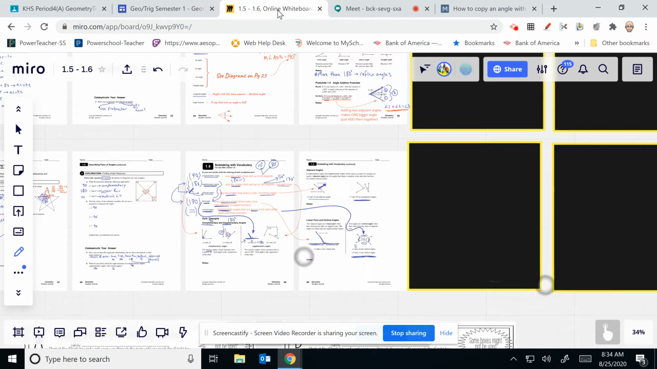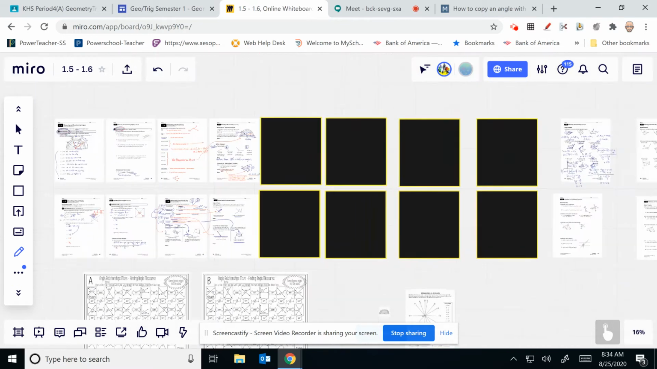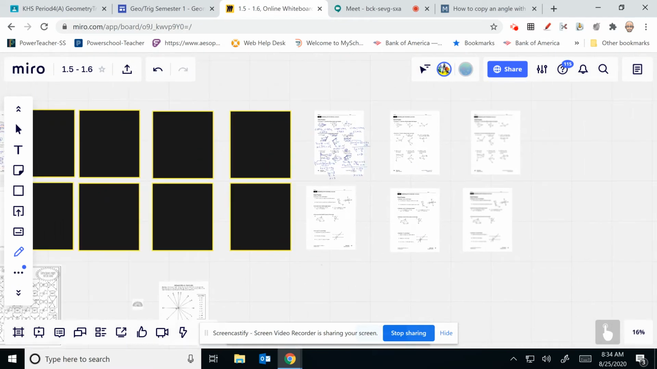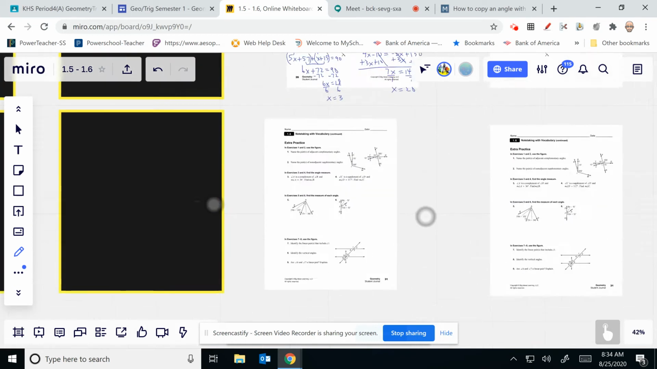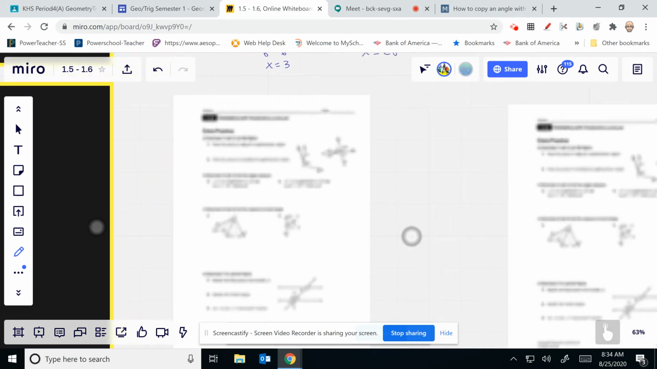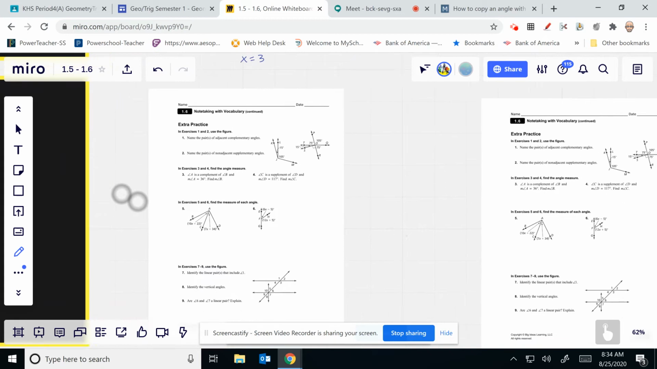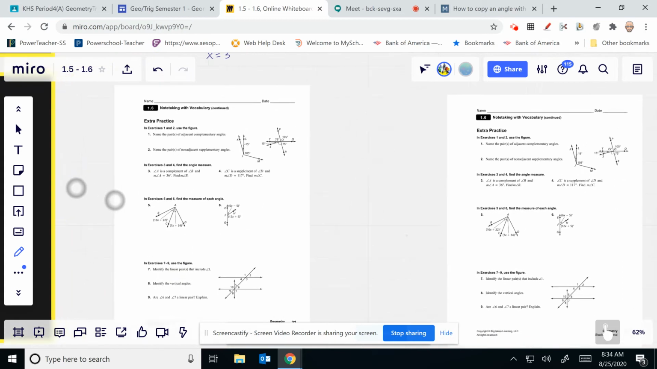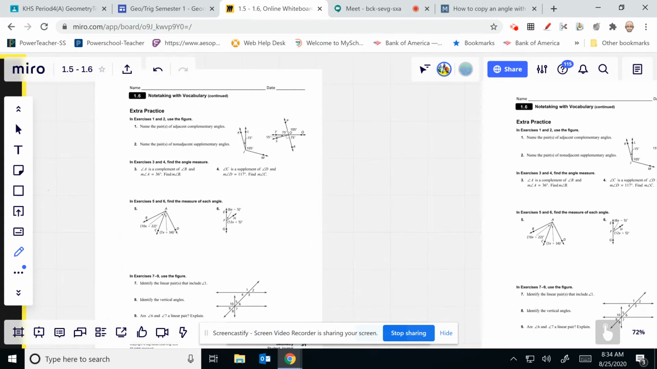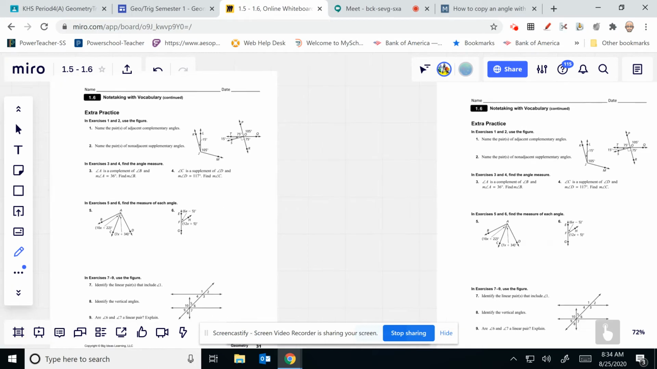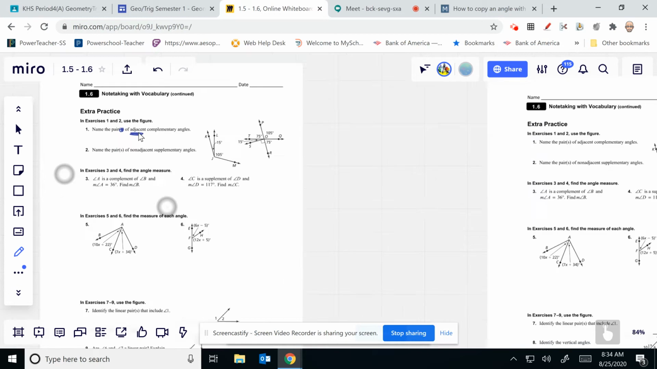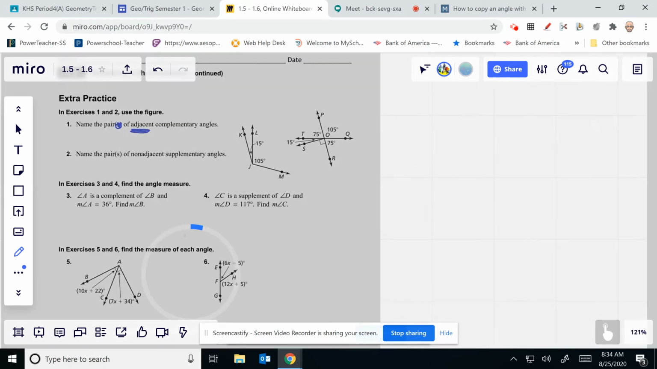But let's go to the last page, page 31 for today. This is the second page that you will be taking a picture of. This 1.6, page 31. Okay, name the pairs of adjacent complementary angles. Well, there is only one, so I'm going to cross out this S because there's not two. Name the pair of adjacent. So think of the word adjacent. Adjacent means touching.